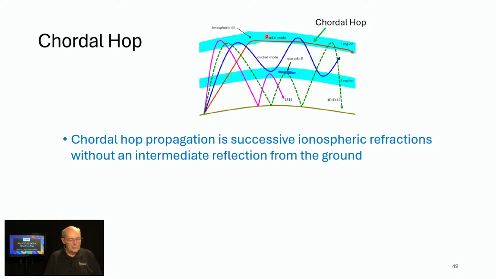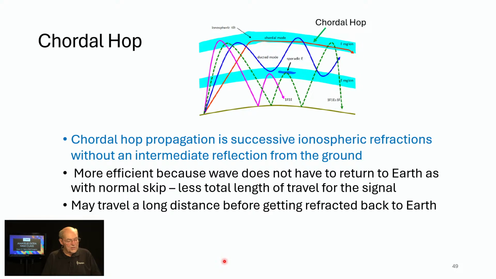A chordal hop, you can go a long, long distance without ever coming back down to the Earth. So the signal may be a lot stronger when it does come down because it hasn't expended so much of its energy hopping up and down. More efficient because the waves don't have to return to Earth and can travel a long distance before being refracted back to Earth. Just a concept. You won't see it very often.